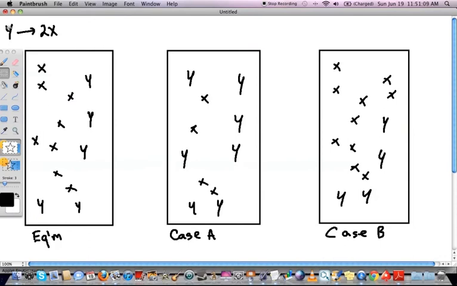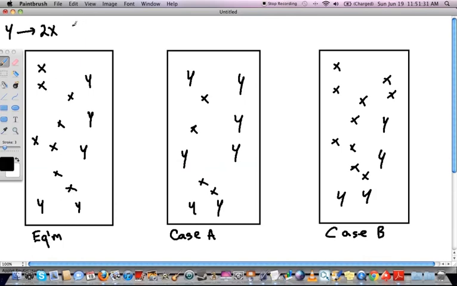Alright, so here's a reaction. Let's say we've got a reaction where we've got a Y going to 2 X's, and I'm going to pretend that this is the equilibrium situation. So there's equilibrium right there, and it's only equilibrium because I'm saying it's equilibrium.